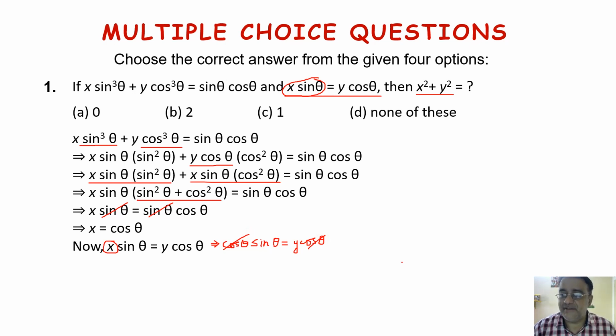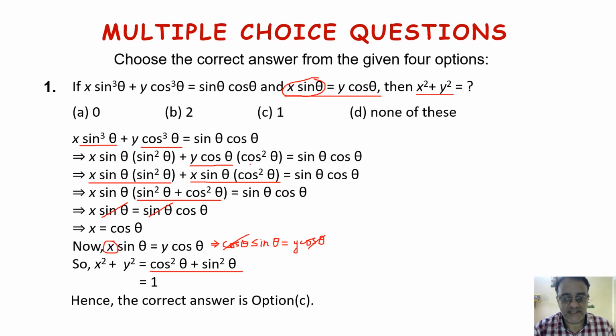Now we have to find the value of x square plus y square. Right. So that will be cos square theta plus sin square theta. Now what is the value of this one? 1. Right. So which is the correct option? Option C. Option C. Right.